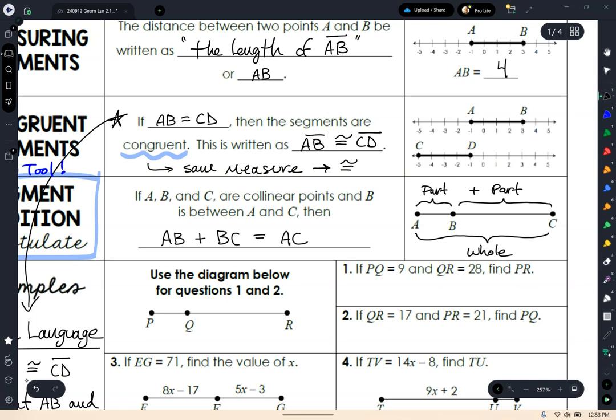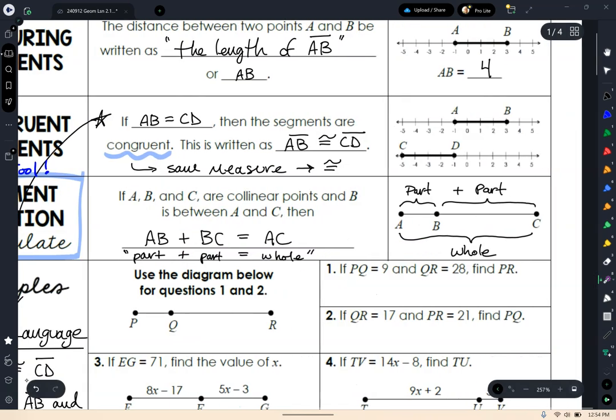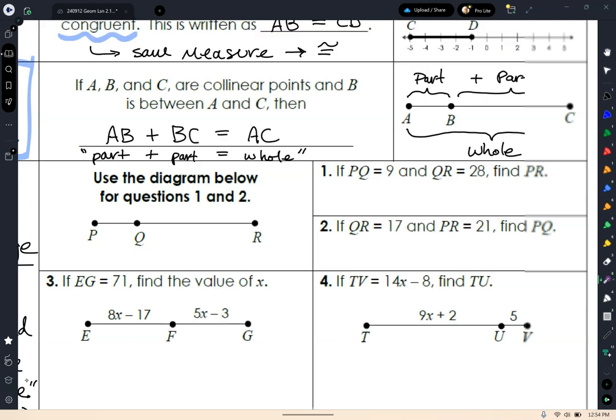Or we could do it over here too on the algebra side of things. We could say part plus part equals whole. Part plus part equals whole. Now this is part plus part equals whole for line segments. We're going to have other parts plus parts equals wholes. But this is part plus part equals whole for line segments, and that's what we call the segment addition postulate. This is what it looks like right here. Okay, get the idea? All right, let's do a little work with this, okay?